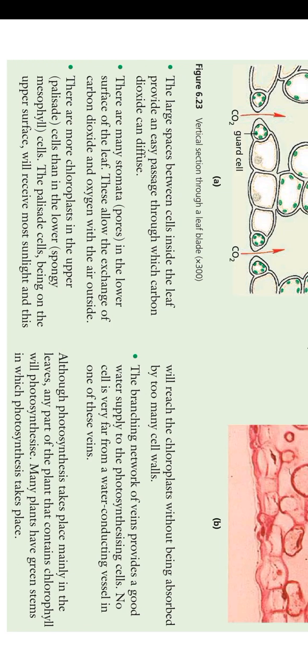So this was all about leaf structure, leaf anatomy and adaptation of the leaf for photosynthesis purposes. In the next lecture, we will discuss the mineral requirements that are necessary for the plant for its growth.